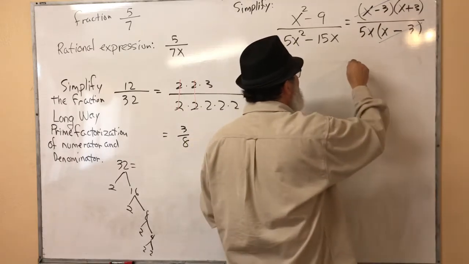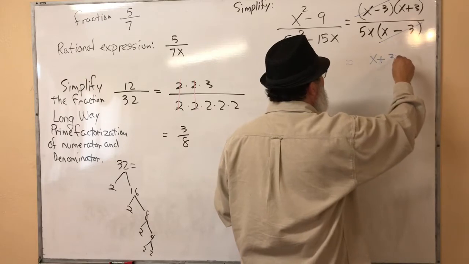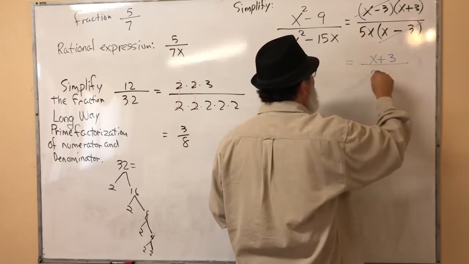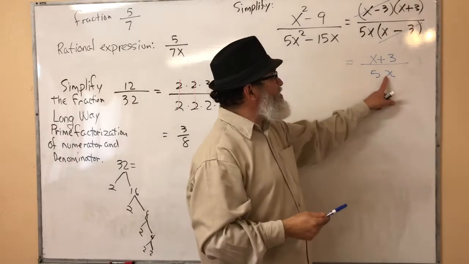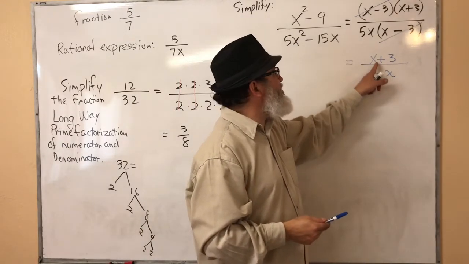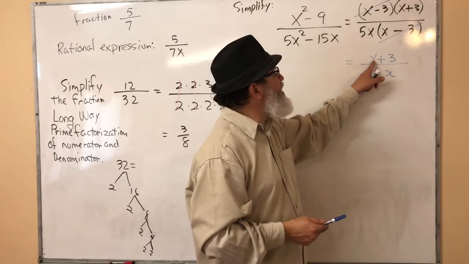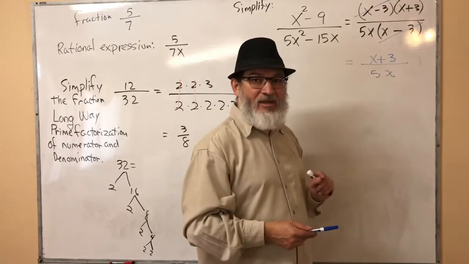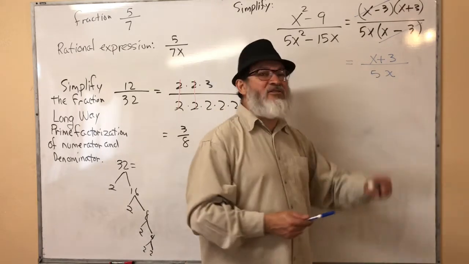And what's our answer? X plus 3 divided by 5x. Note, this x does not cancel that x because this x is not by itself. This x belongs to x plus 3. So they do not cancel. That's the answer.